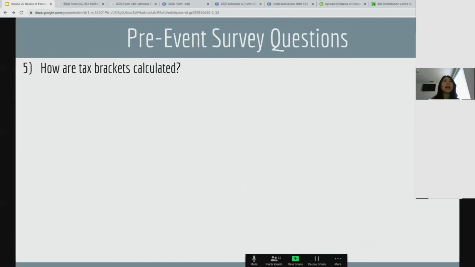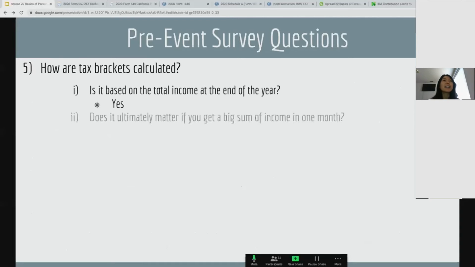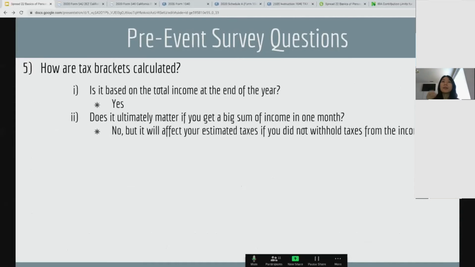How are tax brackets calculated? We went through how they're calculated. And is it based on the total income at the end of the year? Yes. Does it ultimately matter if you get a big sum of income in 1 month? No. But it does affect your estimated taxes. So you have to recalculate your estimated taxes if you suddenly got a big sum of income that you did not withhold taxes from.